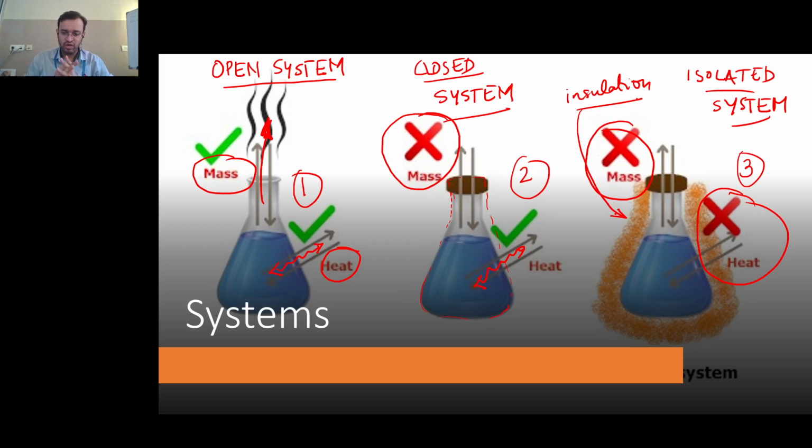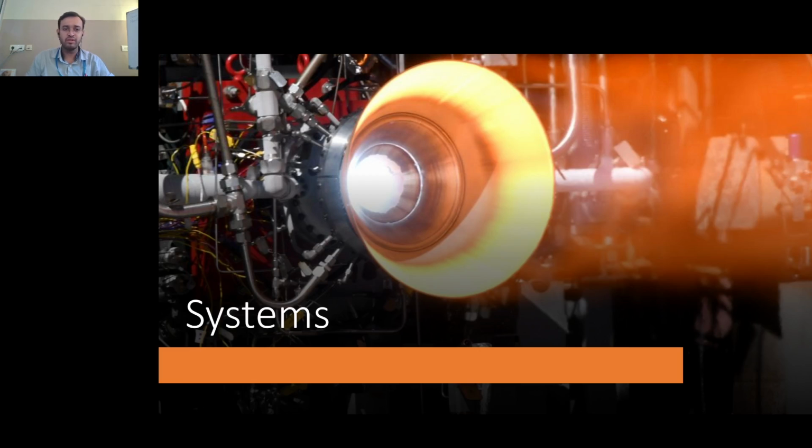So let us have a look at a few more examples so that you all completely and thoroughly understand how to classify what kind of system we are talking about. So let us look at an example. This is a rocket engine.